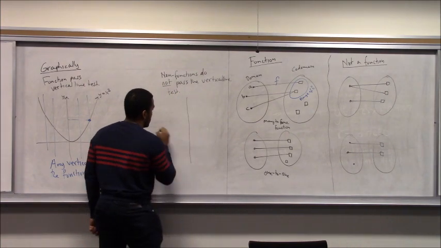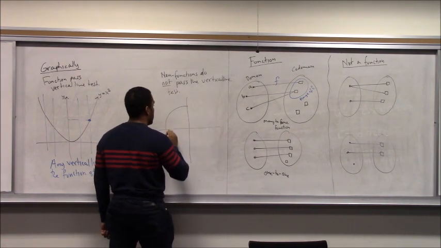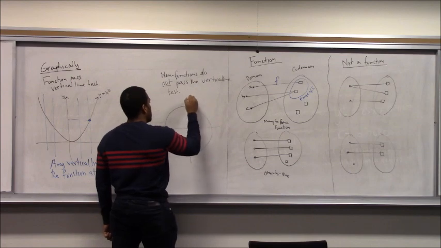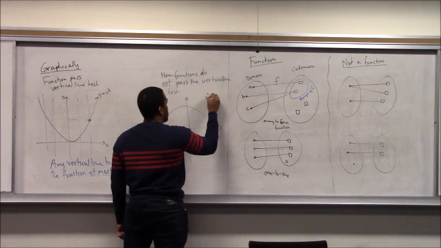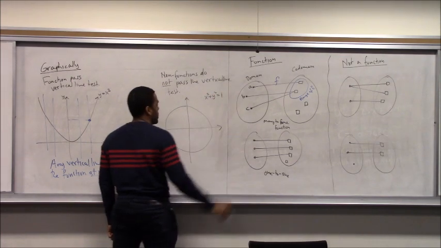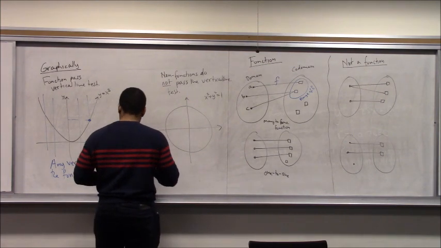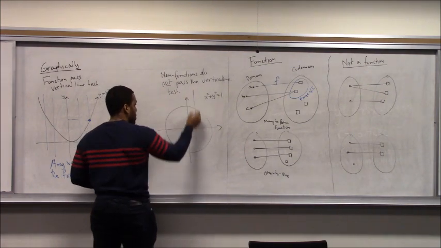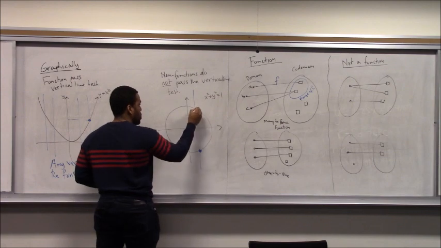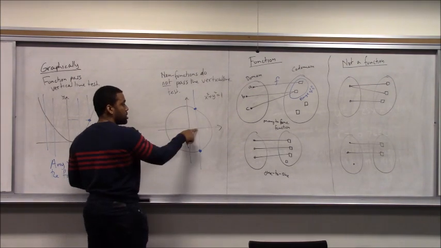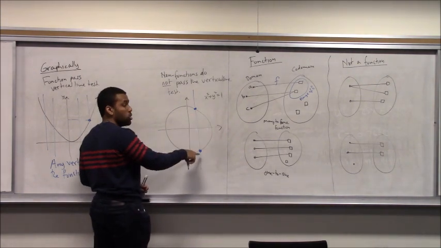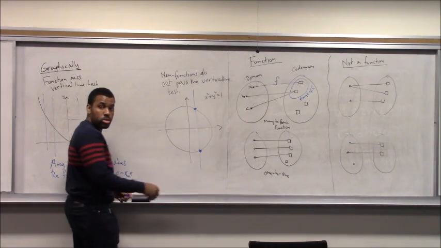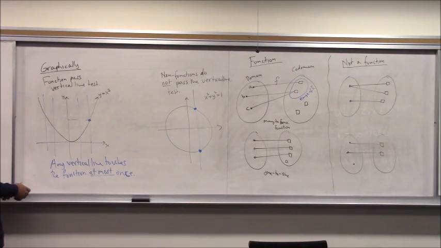For example, a circle is not a function. The equation of a circle is x squared plus y squared equals 1, let's say. And you can draw a vertical line that touches the graph twice, meaning this single x value is connected to two y values. So that makes it not a function.